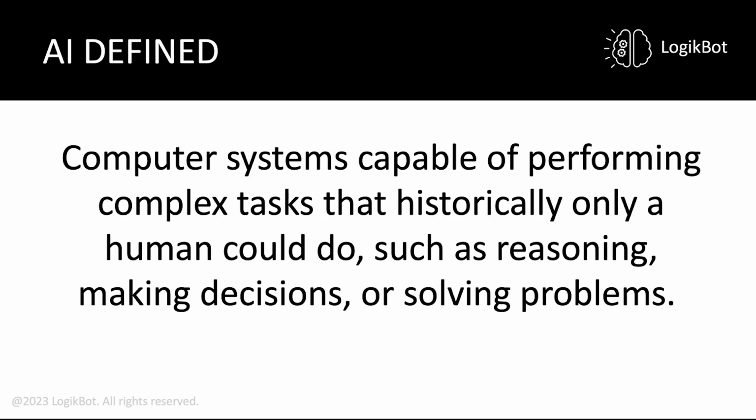So now we're going to define AI. So a computer system capable of performing complex tasks that historically only humans could do, such as reasoning and making decisions or problem solving. Yes, that's great. And this is a Google definition. This isn't something I made up.